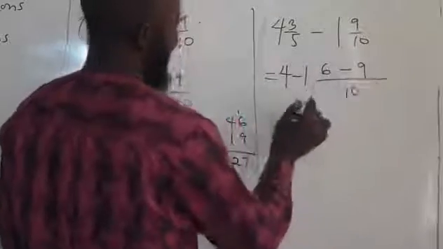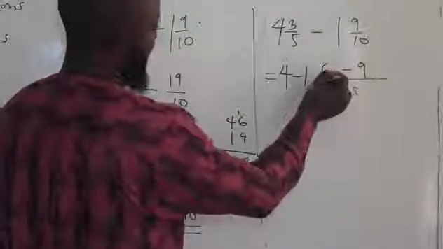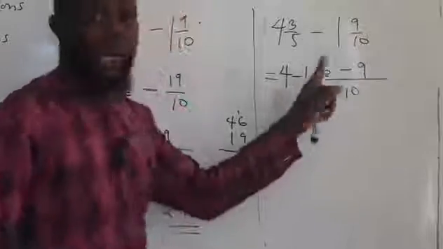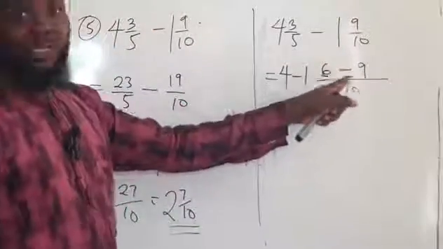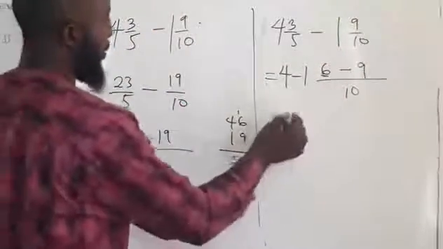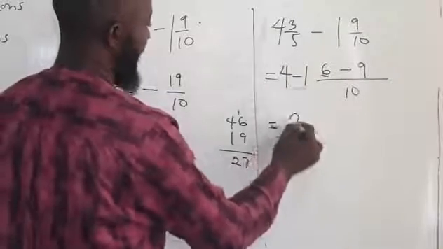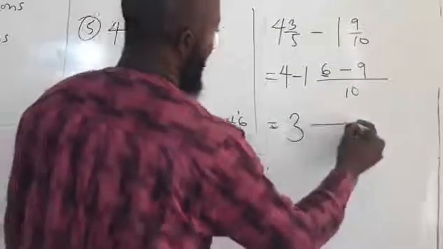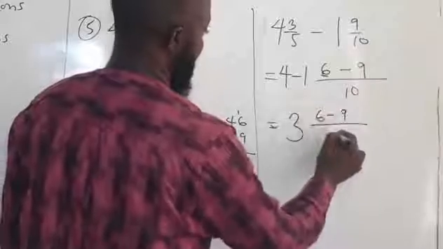Is 9. You can now see that this number is smaller than this number. So we cannot have a negative fraction here. So in that case, what are we going to do? Don't forget that this will give us 3, right? Then we still write this as 6 minus 9 divided by 10.